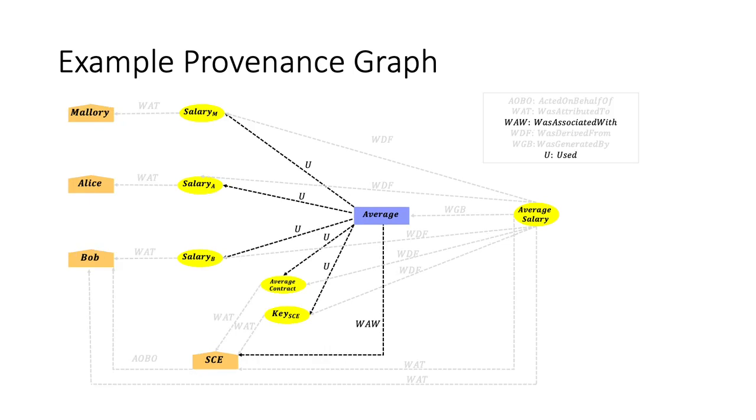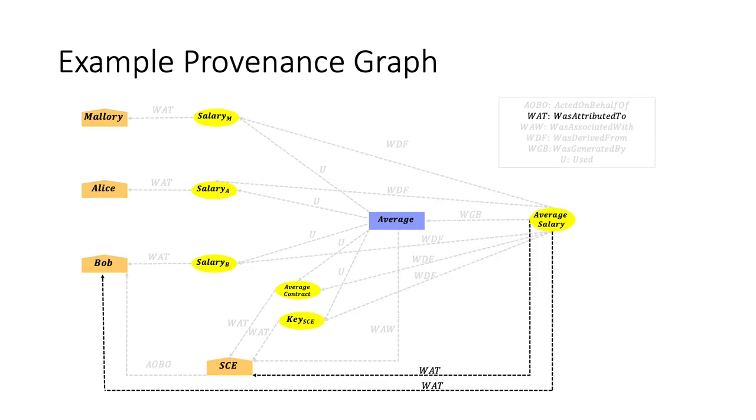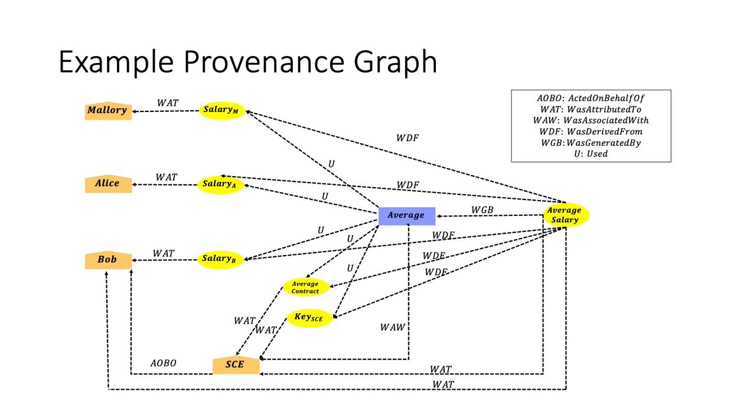The average activity used salary M, salary A, salary B, average contract, and key SCE as input and was associated with SCE. The average salary was generated by the average activity and was derived from salary M, salary A, salary B, average contract, and key SCE. And lastly, the average salary was attributed to Bob and SCE, resulting in the final provenance graph.